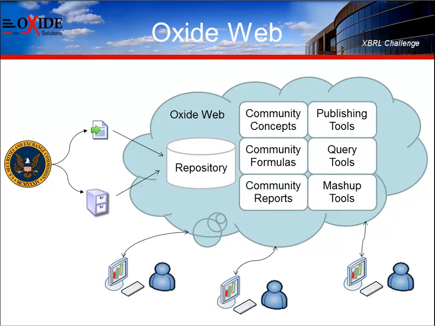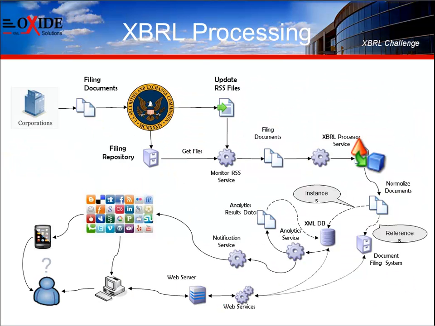OXIDE Web also lets you integrate data from other websites like Yahoo Finance. For example, if your custom company ranking formula requires access to the current moving average, that is easily retrieved and incorporated into your calculations. So how does OXIDE Web make all these financial reports and tools available in a way that's easy to view and analyze?